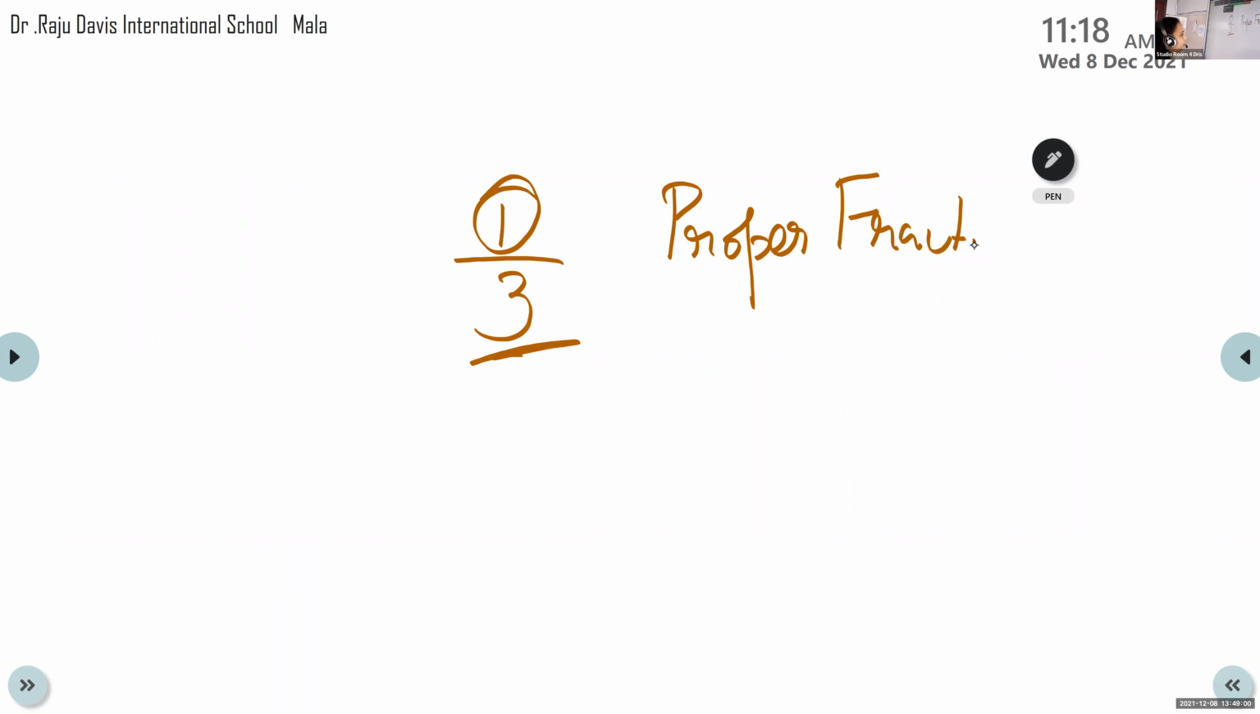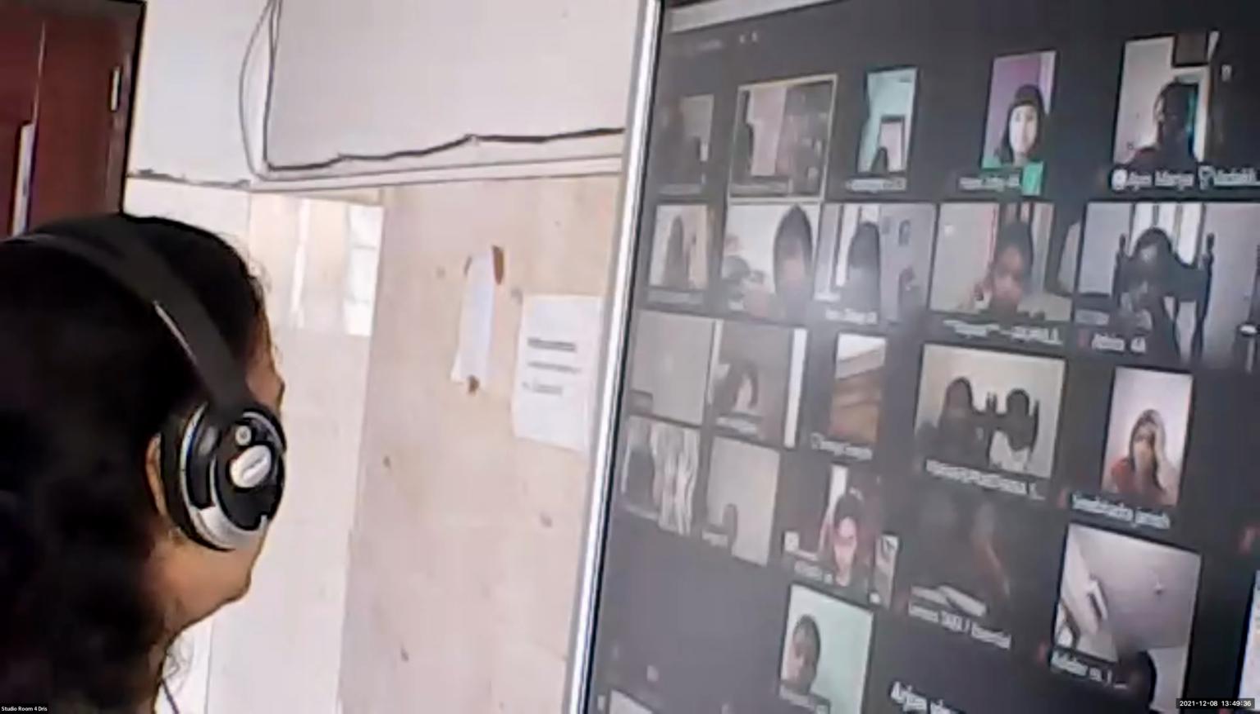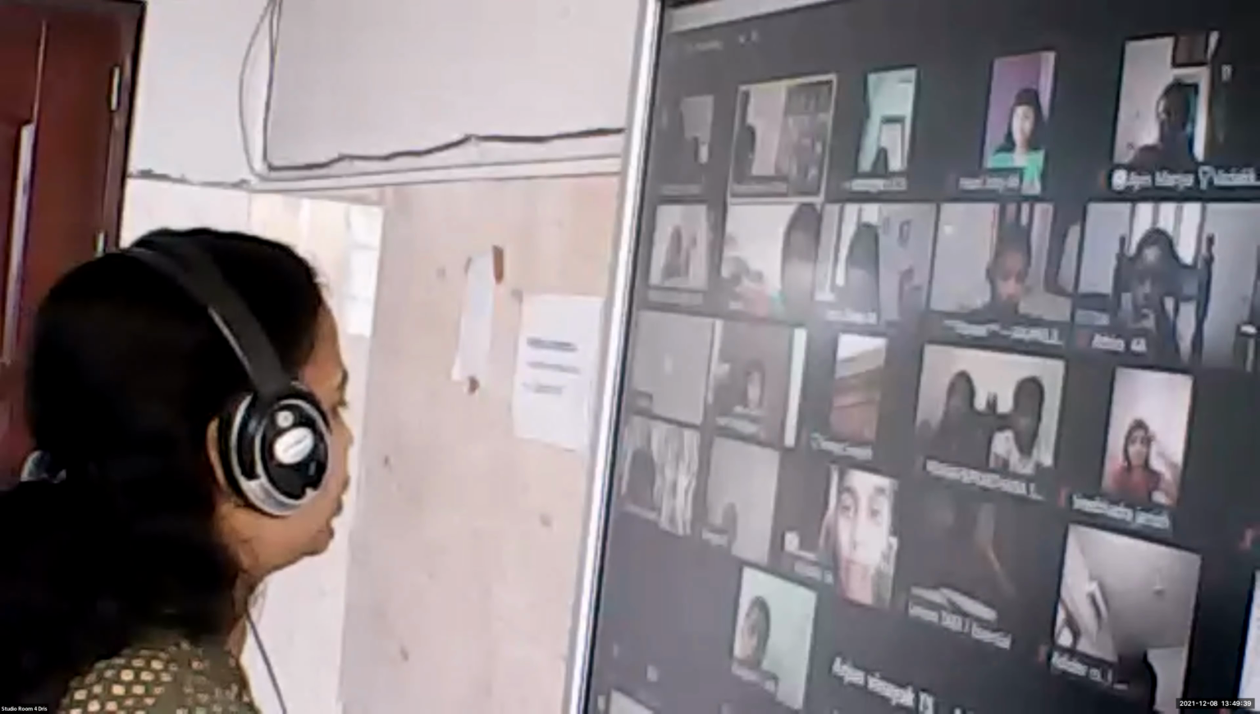Okay. Now, Hazel Joby, did you understand what is proper? It means the numerator will be smaller. So can you give me one example for improper? Improper will be opposite. We discussed already. Numerator will be greater. So can you give me one example? 4 by 3. Very good. Improper. Why is this improper, children? Because here the numerator is greater.